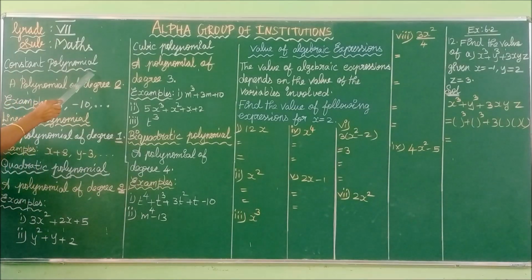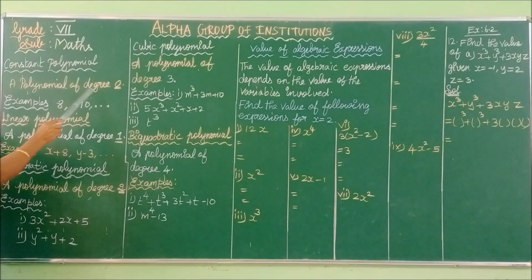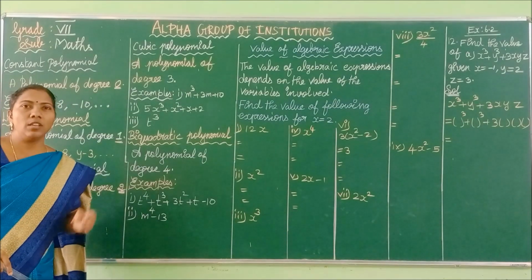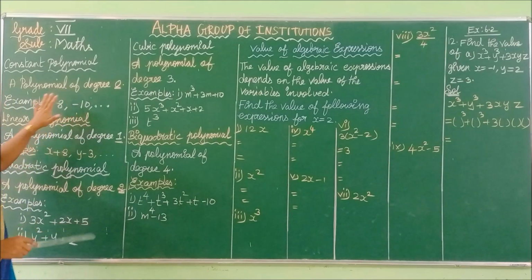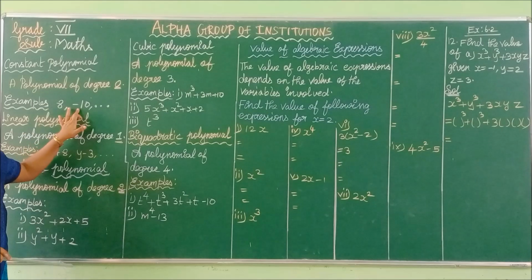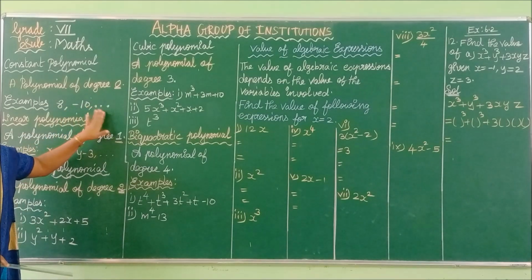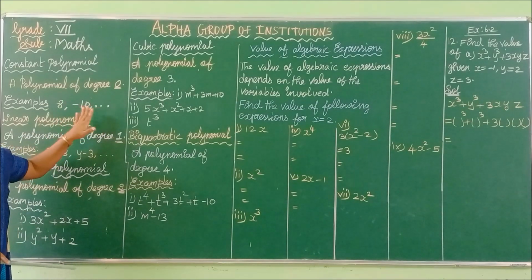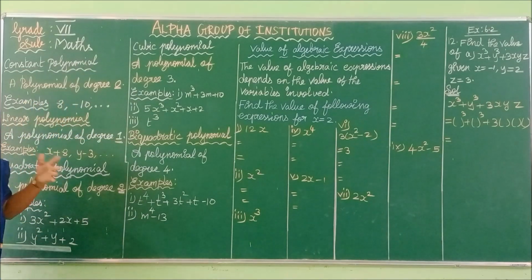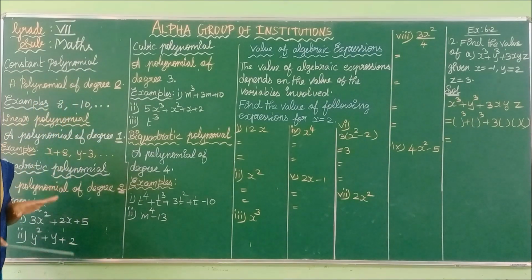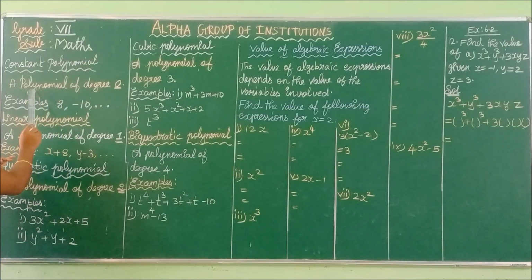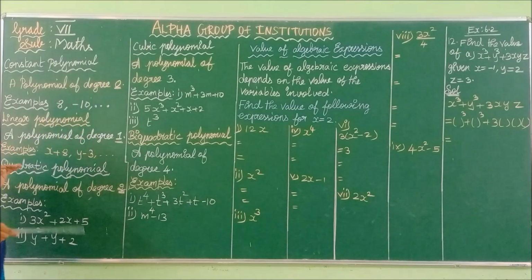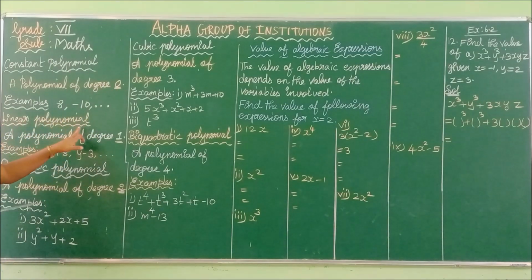What is meant by constant polynomial? A polynomial of degree 0 is said to be a constant polynomial. Suppose any polynomial has degree 0, then we can call that polynomial a constant polynomial. See some examples here: 8, minus 10. Like that you can write any number, children. Any constant is said to be a constant polynomial. 2000, 3000, 5000, 474 are called constant polynomials. What is the definition of a constant polynomial? A polynomial of degree 0. Okay.